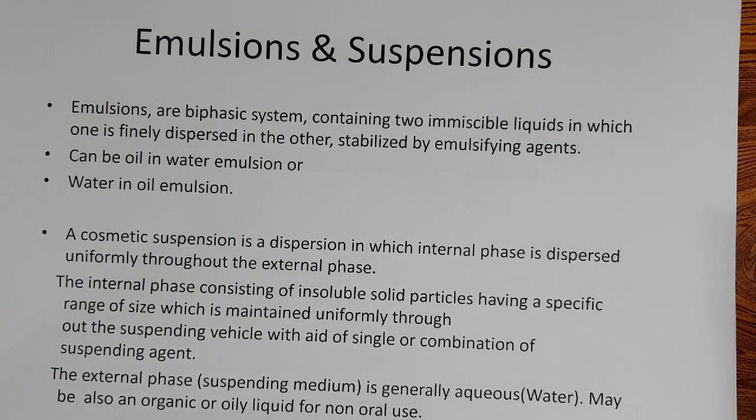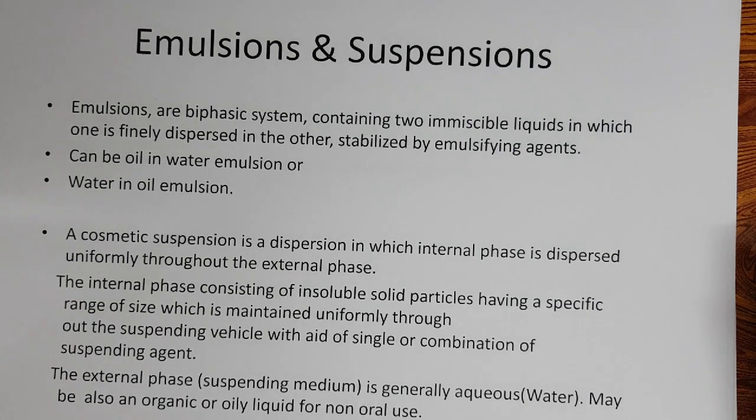Almost all the creams you are using, the white creams, are emulsions. So we will go to the emulsion types, stability of emulsions, preparation of emulsions and all subsequently. Now just understand the emulsions. An emulsion is a biphasic system containing two immiscible liquids in which one is finely dispersed in the other, stabilized by emulsifying agents. This is an emulsion.